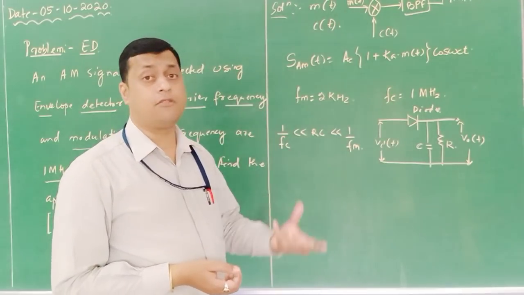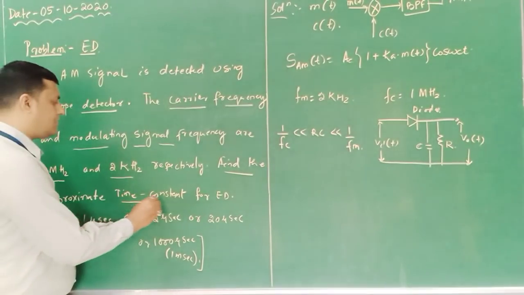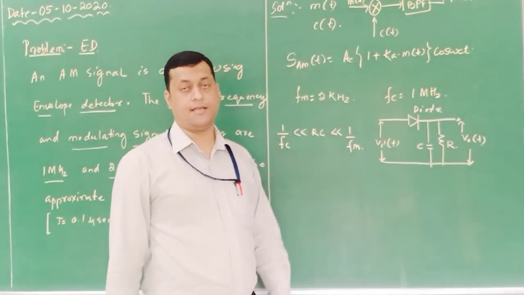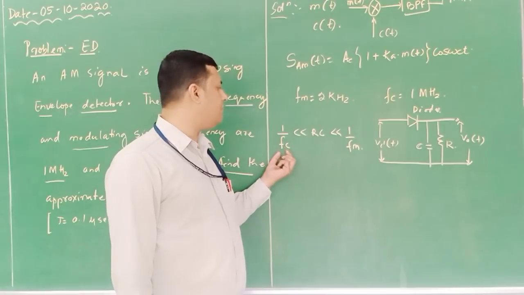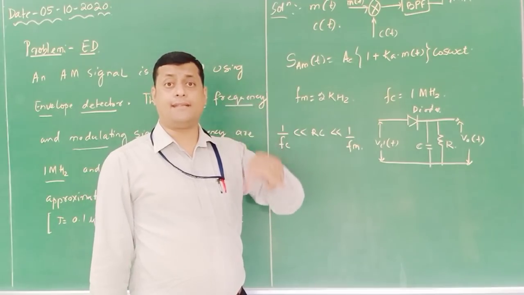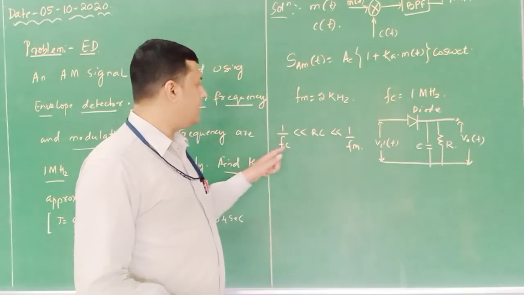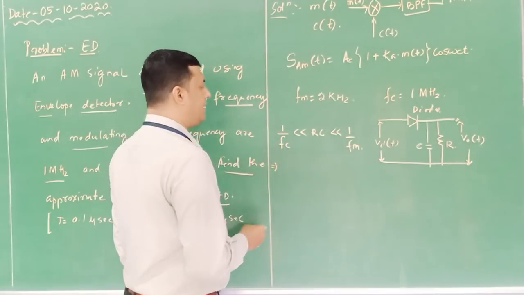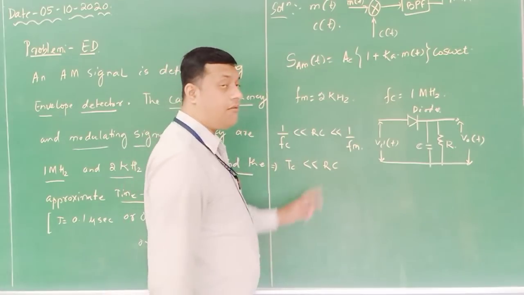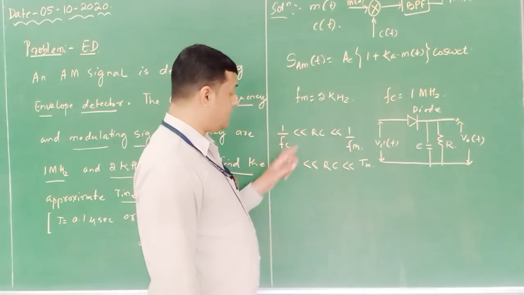So what will be my time constant? As this question asks, find the approximate time constant for your envelope detection. Time constant means the product of RC, and the product of RC must lie between 1 by Fc and 1 by Fm to extract the modulating signal, as we are transmitting at the transmitter end. Reconstruction must be done. Okay. So here I can write 1 by Fc is nothing but Tc, which is very less than the product of RC and very less than Tm. Okay.